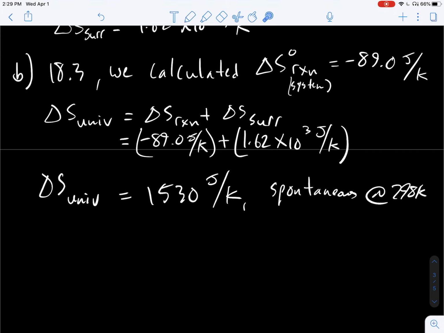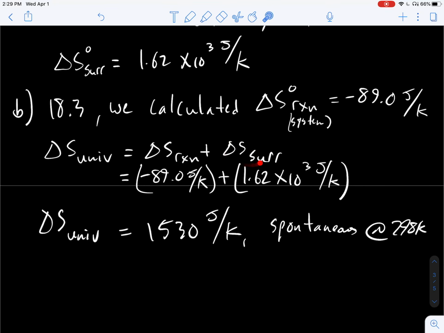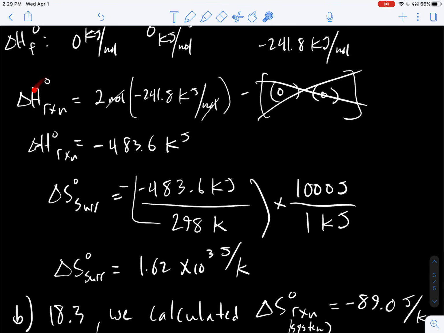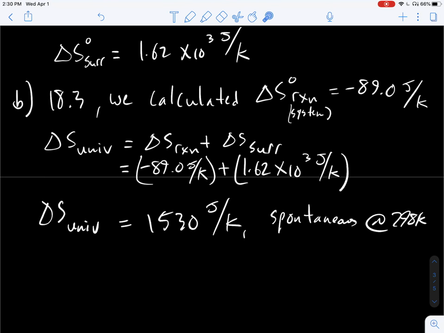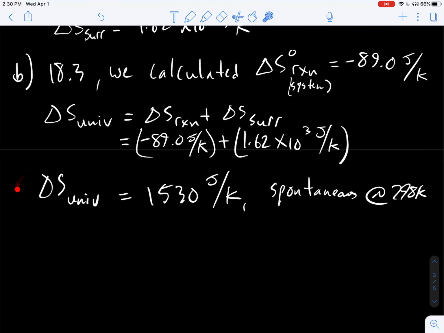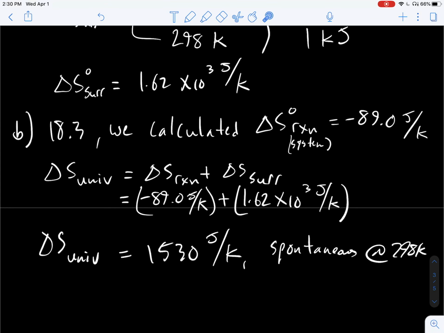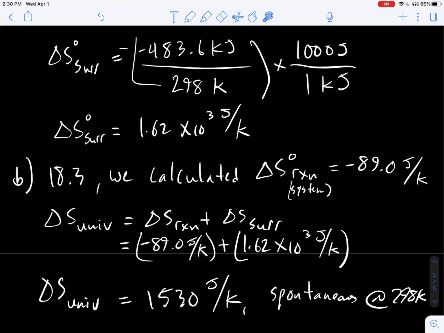So that's really what this section comes down to. Now we can calculate delta S of a reaction using the values in the table, and we can calculate delta S of the surroundings using the enthalpy values, the delta H values in those tables, to get an overall picture of whether or not this is going to be spontaneous. And notice the temperature would change the situation. I divided this exothermic value by 298 Kelvin.